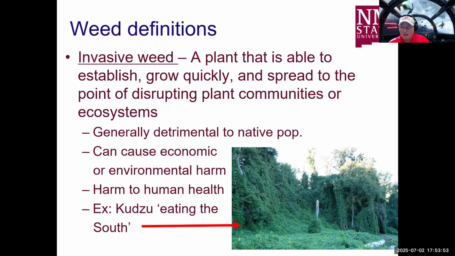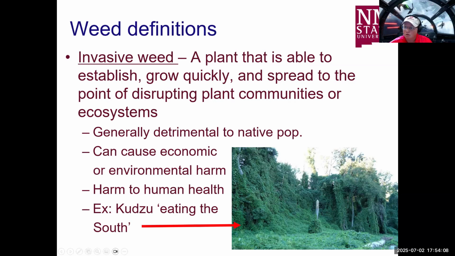They can be harmful to human health. I'll talk about a couple of those weeds that are very specific in their toxicities, not only to humans, but to livestock as well. And again, the example of kudzu eating the South. So here we have a picture on the lower right-hand quarter. All of these leaves that you see here is kudzu.